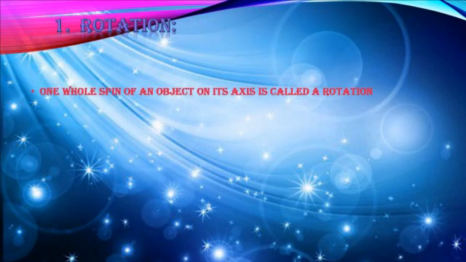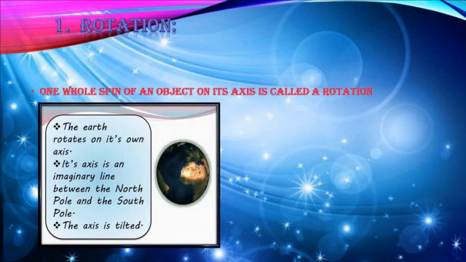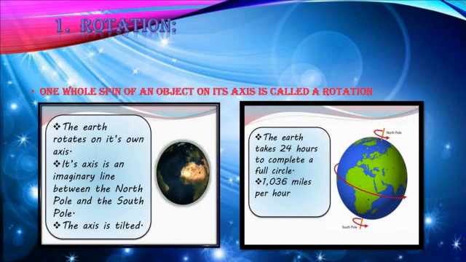Let us see about rotation. What do you mean by rotation, or what is rotation? One whole spin of an object on its axis is called a rotation. The Earth rotates on its own axis. What do you mean by axis? What is Earth's axis? Axis is an imaginary line between the North Pole and the South Pole of the Earth. The axis is tilted. We know that the Earth takes 24 hours to complete one rotation.